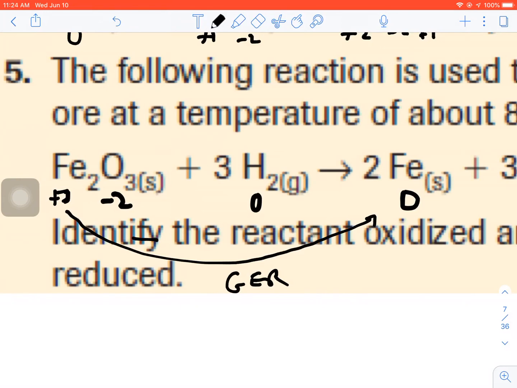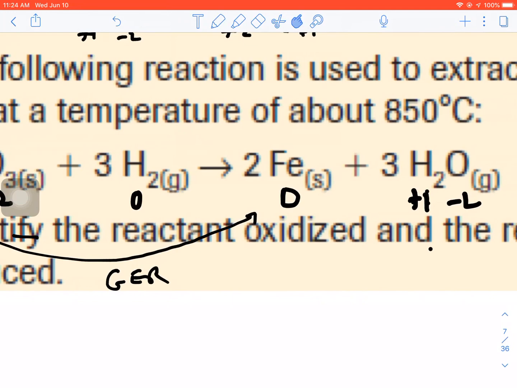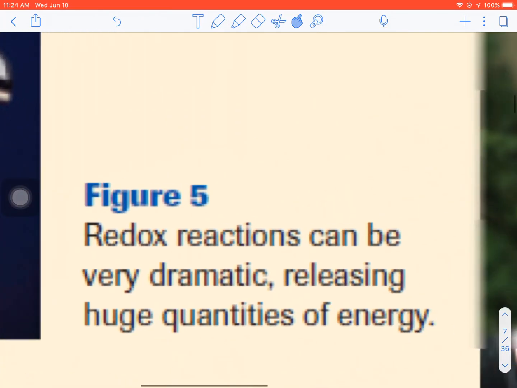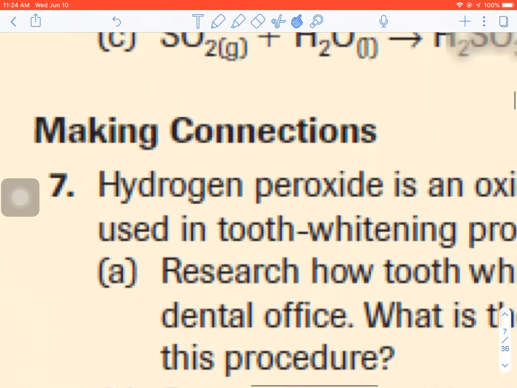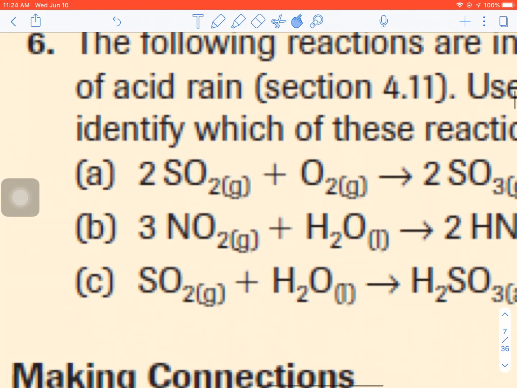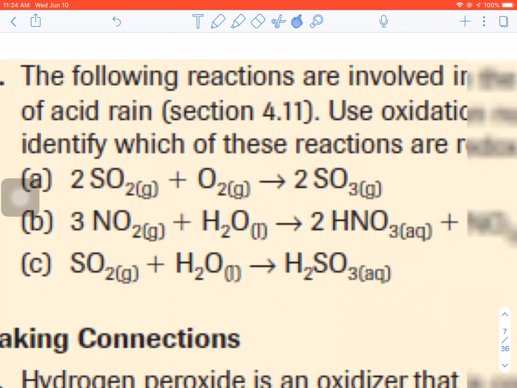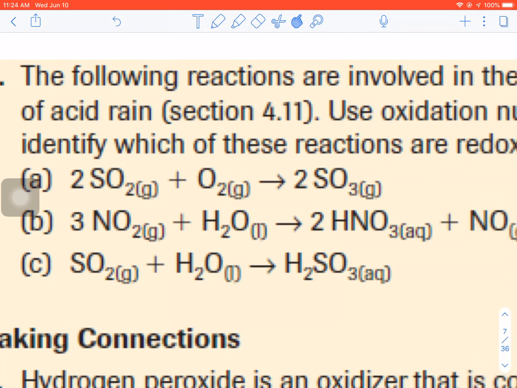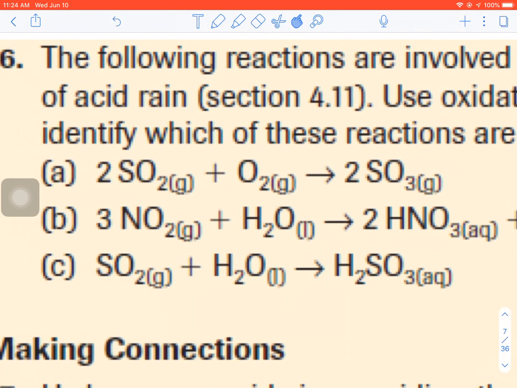And how does hydrogen go from 0 to +1? It's got to lose an electron, lose some negative charge to become positive. Okay, so those are our LEO and GER there. And then lastly, it says the following reactions are involved in the formation of acid rain. It says which ones are redox?